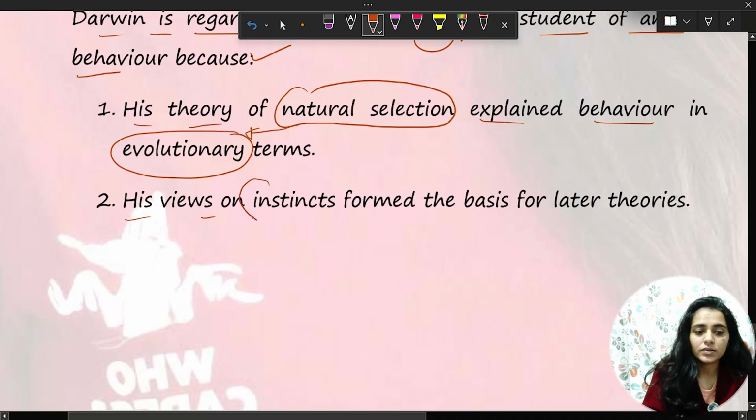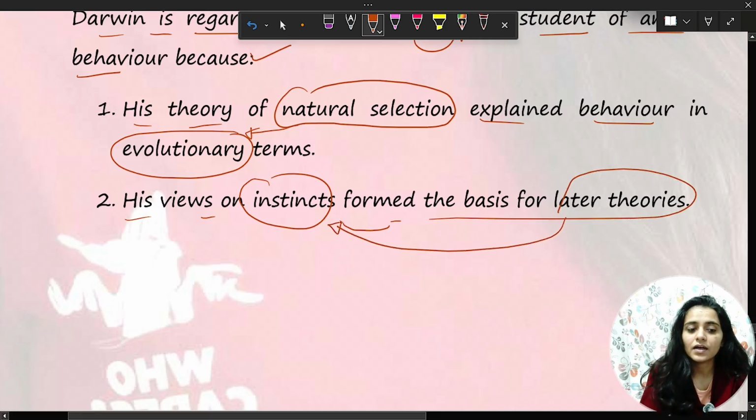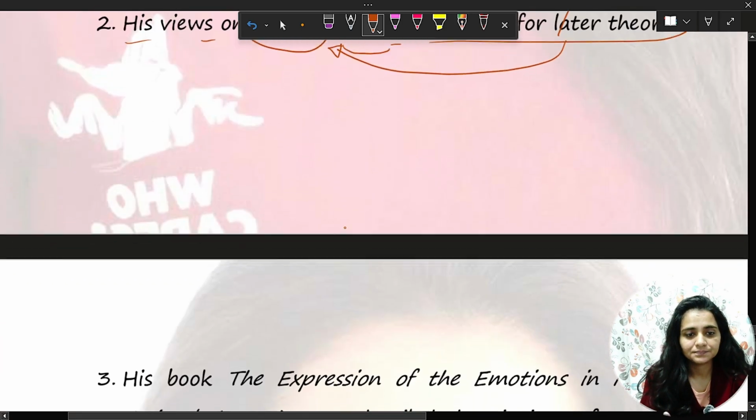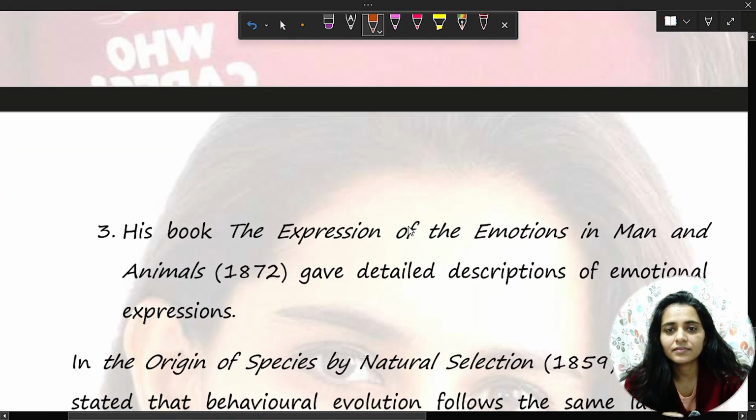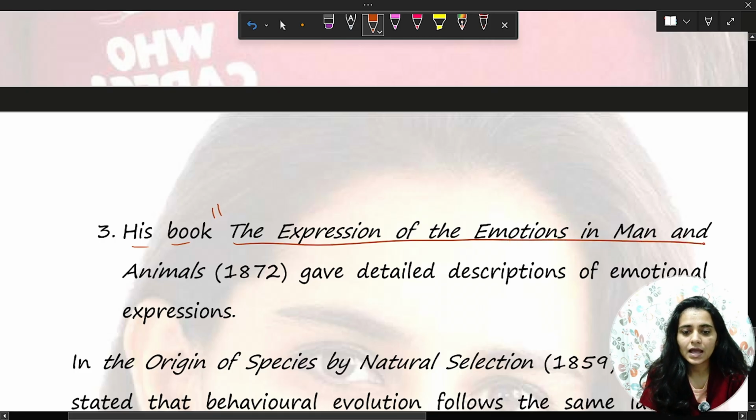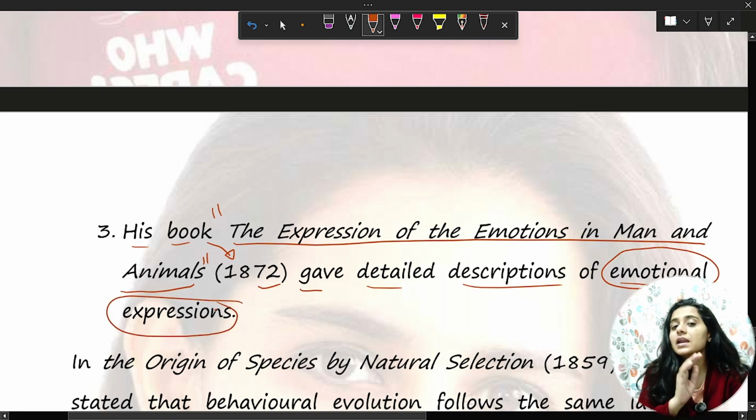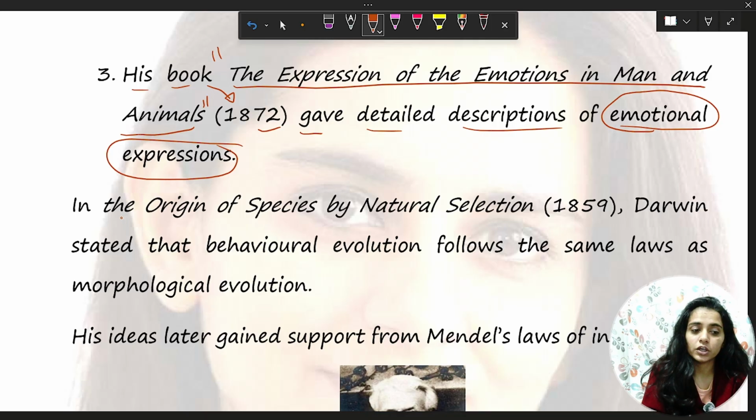His view on insight was followed as the basis of later theories, how insights are made by the animal and how these insights are selected. His book, The Expression of Emotion in Man and Animals, written by him in 1872, gave a detailed description of the emotional expression of any animal, including human.